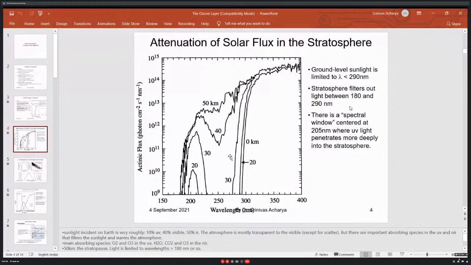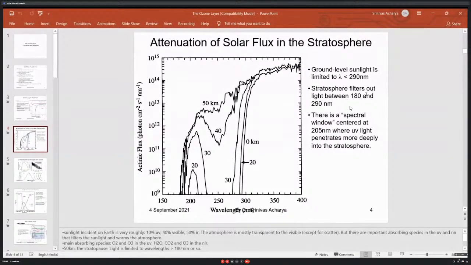Attenuation of the solar flux occurs in the stratosphere. What do you mean by attenuation? Attenuation means decrease in the amplitude of any wave. That means we are decreasing the energy levels, because amplitude is also directly proportional to the energy content of any electromagnetic radiation or any type of wave energy.